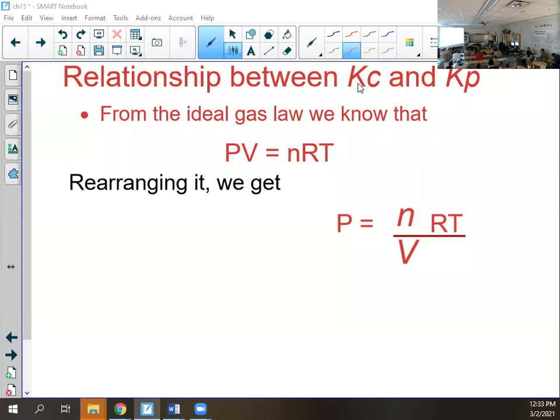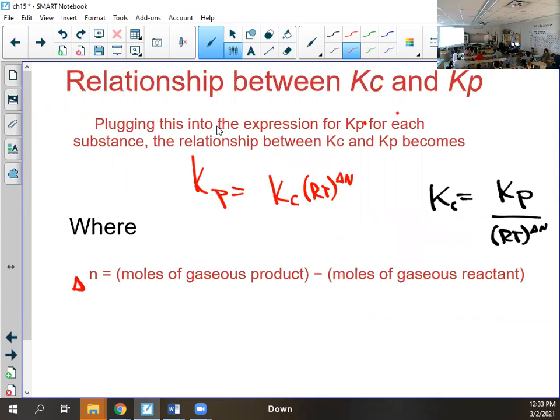Here we go. All right, it turns out Kc and Kp actually are related to each other through some funky math. Don't write anything down here, Ethan. From the ideal gas law, we know that PV equals nRT. Rearranging it, we get P equals nRT over V. We already knew that. Plugging this into the expression for Kp for each substance, the relationship between Kc and Kp becomes Kp equals Kc (RT) raised to the change in n.